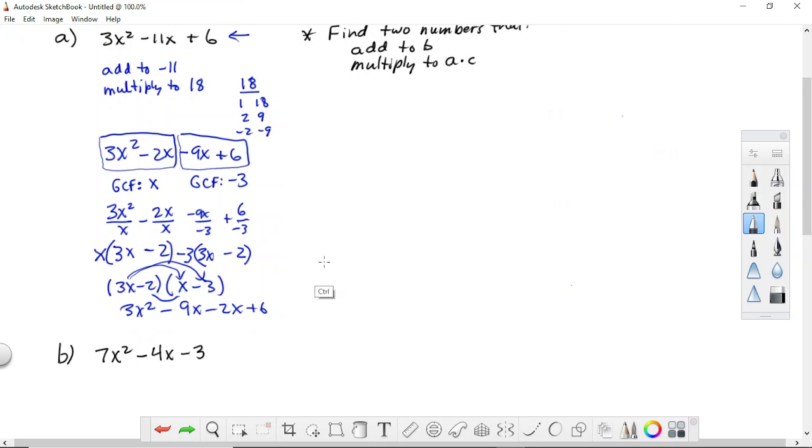Okay. Let's get rid of some of this extra stuff. So I won't leave that where we checked it. I won't leave that in the notes. We'll just leave it like that. And there it is. It is now factored. So let's look at another one.